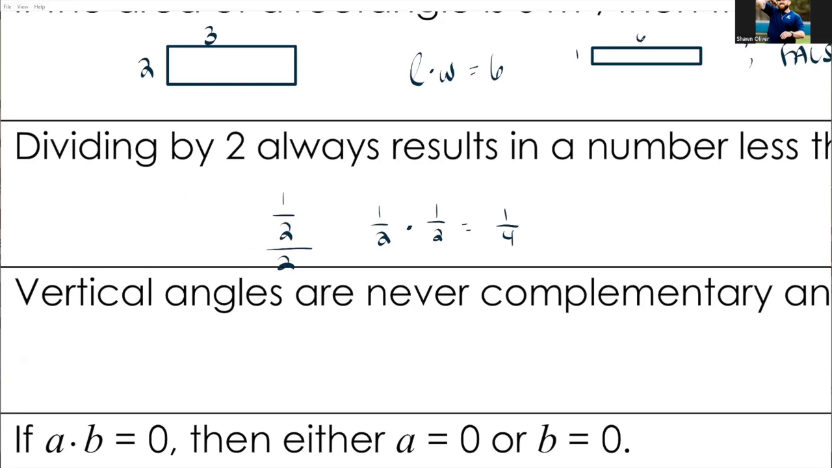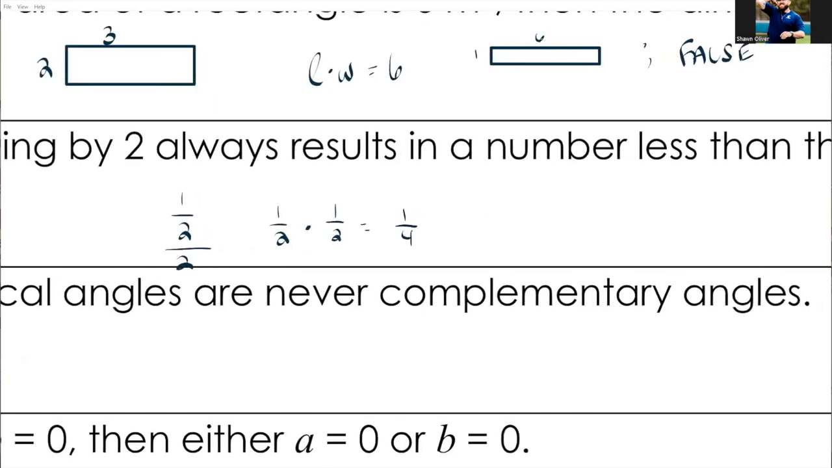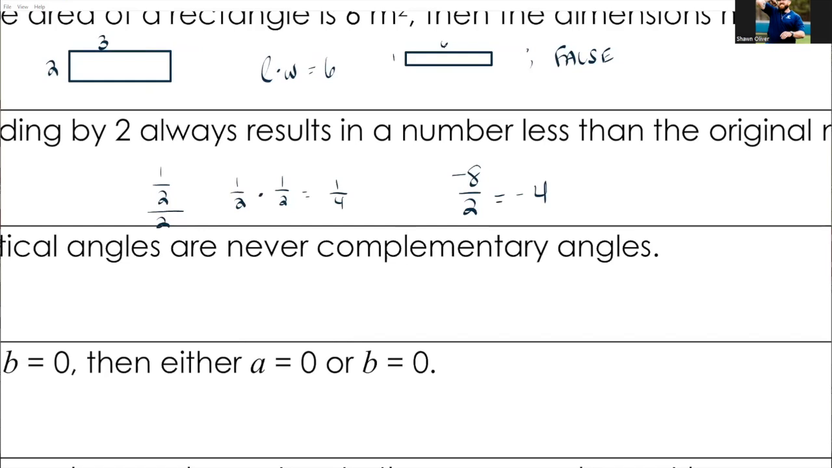All we need is one counterexample to prove something false. Always less than the original number. Anybody else got a counterexample for me? Yes? What if we throw in some negatives? What if you throw in a negative? -8 divided by 2 gives me what? -4. Is -4 less than -8? No. It's greater. So number line, remember, -8 to the right is greater.